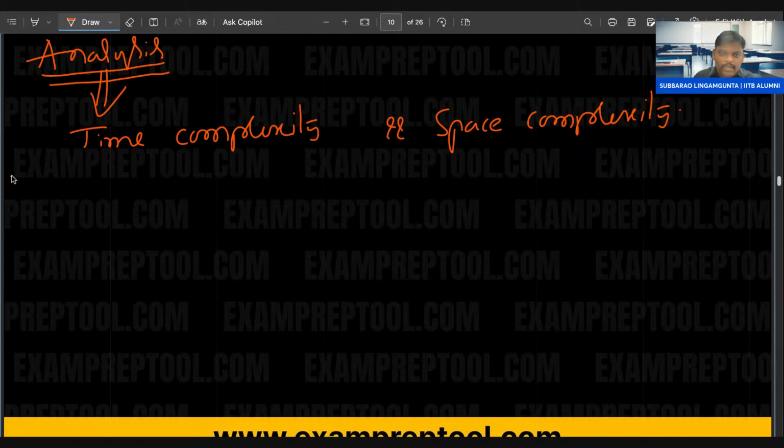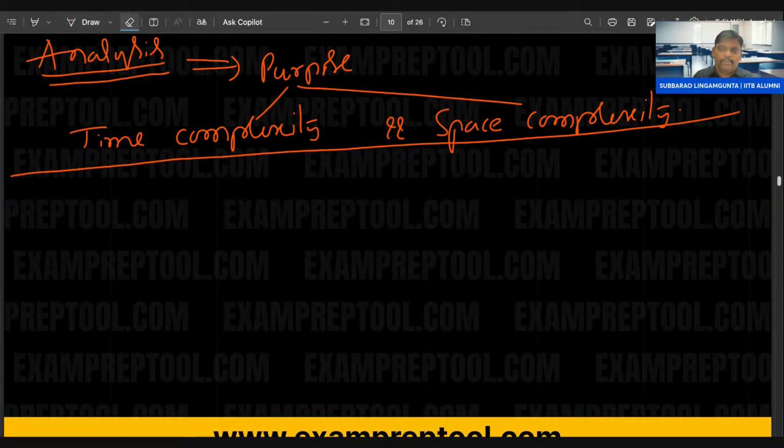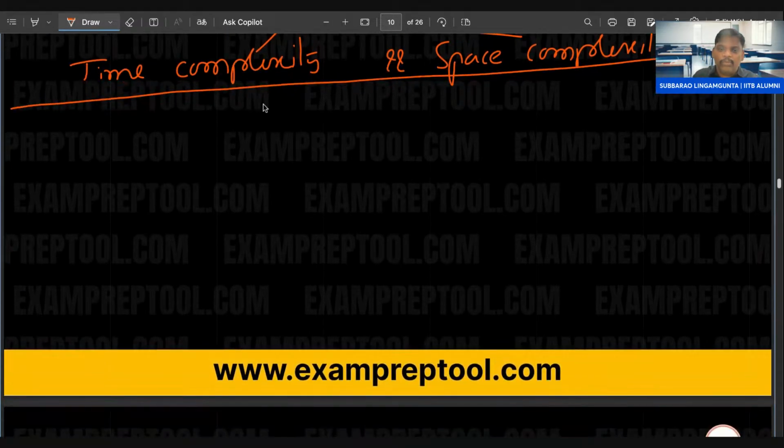Now next one, analysis will be two types. What is the analysis purpose? Finding time complexity and space complexity. That is the purpose. Next one, analysis, how many types? Two types.